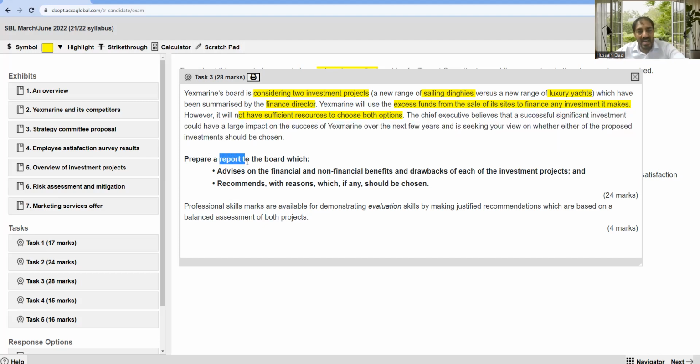So number one, prepare a report. Here the format is a report. Advise on financial and non-financial benefits and drawbacks for each of the investment projects. Very carefully, first of all understand what the examiner is asking you. Financial, non-financial, benefits, drawbacks for each project.